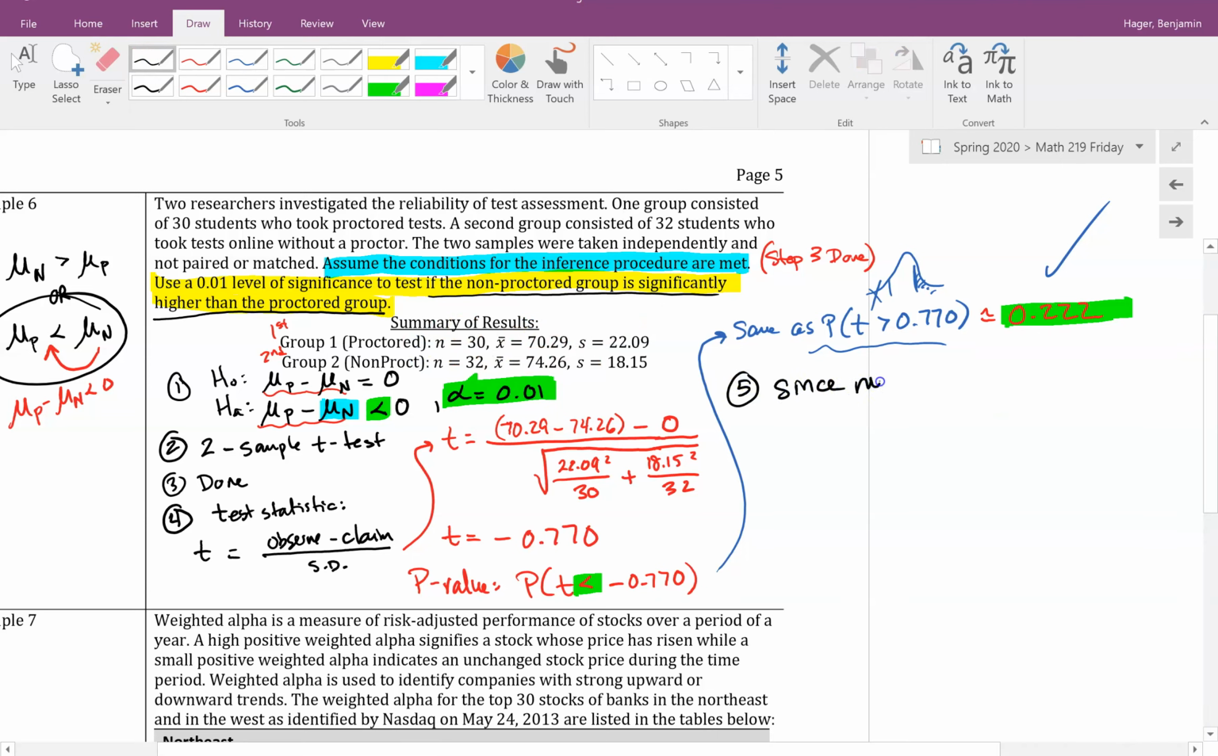Since my p-value is higher than alpha, we fail to reject the null.